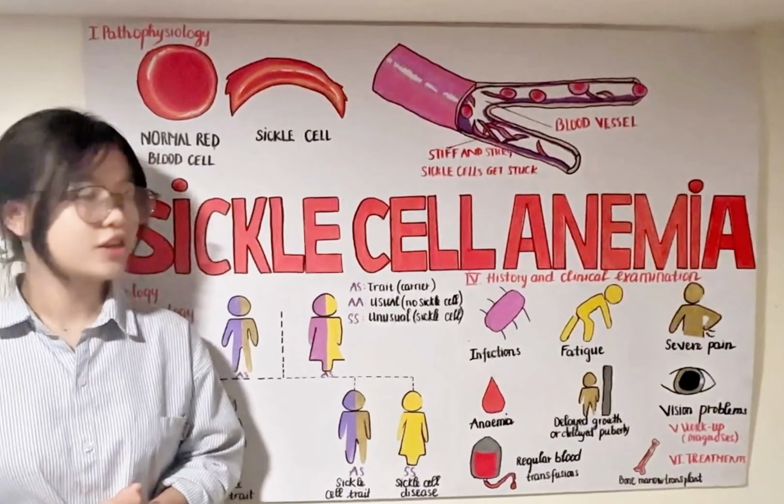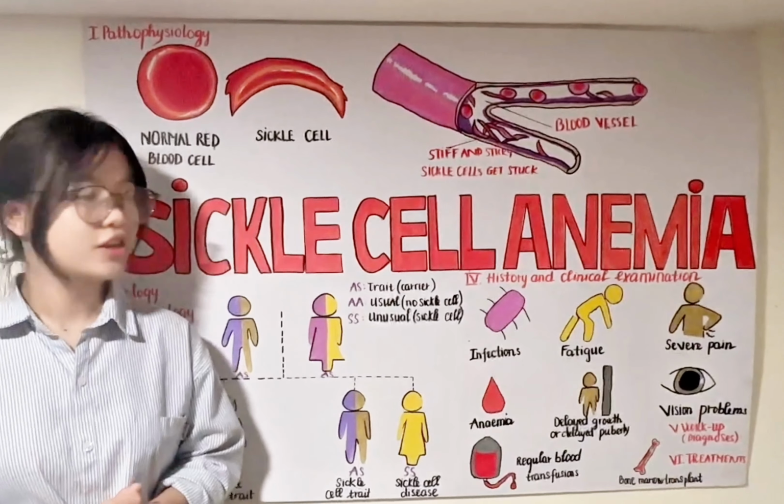Early symptoms can include frequent infections, extreme fatigue or fussiness from anemia, painful swelling of the hands and feet, anemia, delayed growth and delayed puberty, and yellow color of the skin or whites of the eyes, jaundice.